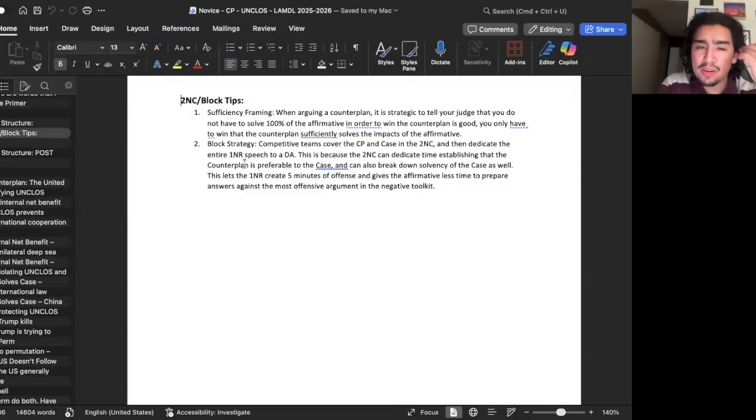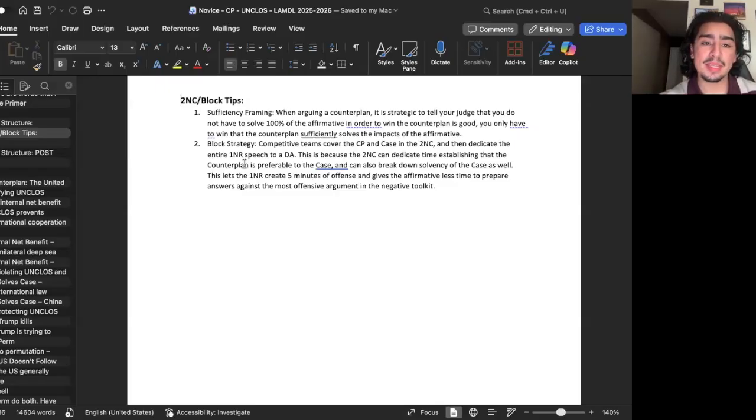One thought you might be wondering is what does sufficiently solve mean? Nobody knows. That's up for the negative to define. So that's why it's strategic as the negative for you to say, evaluate the counterplan through sufficiency framing, because then you dictate whatever sufficiently solving the affirmative means.